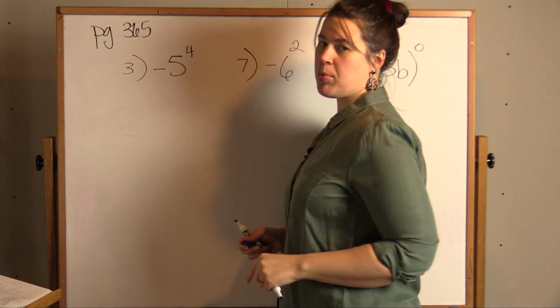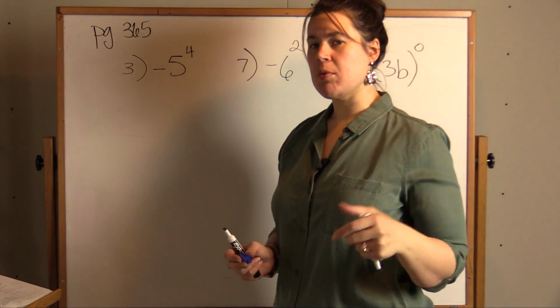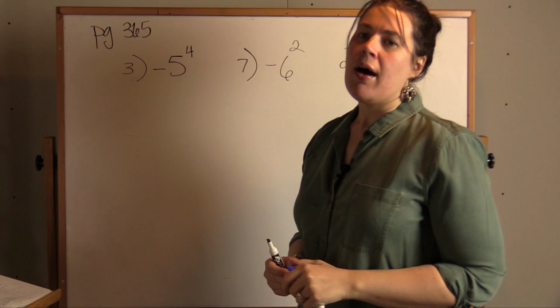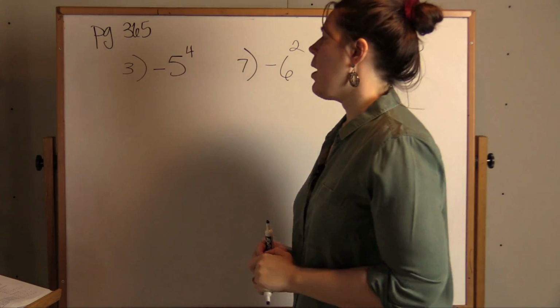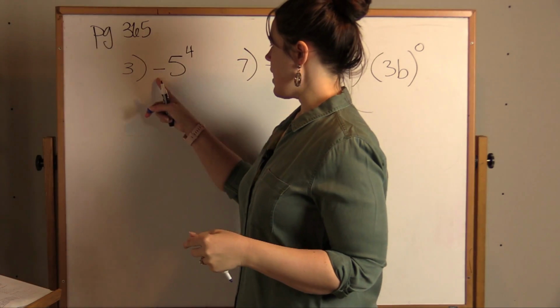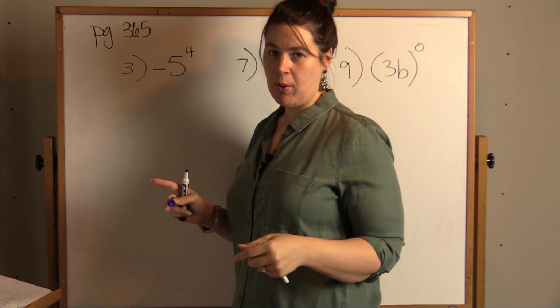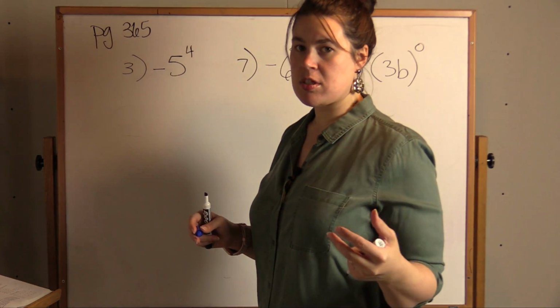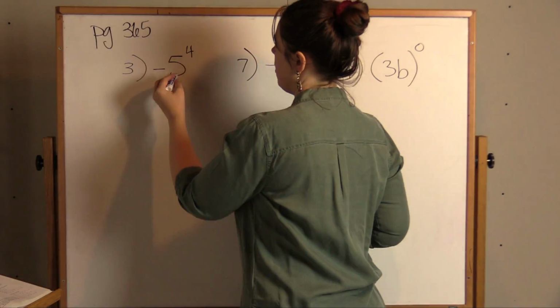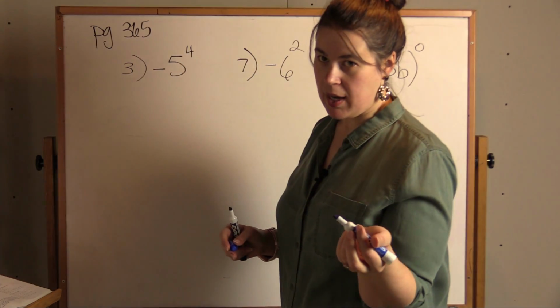notice that we don't have parentheses. The main thing you want to look out for is are there parentheses or not, and then you want to look at the exponent and see if it's being raised to an even or an odd power. So in this case, because there's no parenthesis, what this is saying is what is the opposite of 5 to the 4th? So what I need to do first is 5 to the 4th. So 5 to the 4th would be 5 times 5 times 5 times 5.